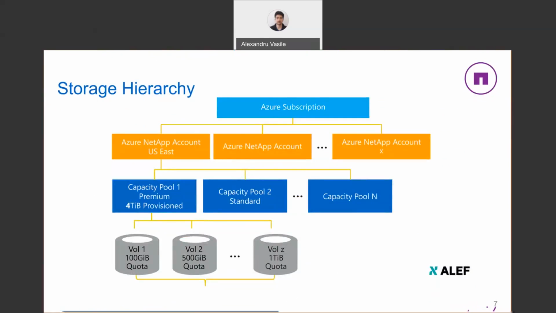Storage hierarchy. So you will have an Azure subscription. Under it, an Azure NetApp account or multiple accounts, where you can create capacity pools based on different offerings. The minimum capacity that you can provide is 4 terabytes for ANF. Under it, you can create volumes and quotas and so on.